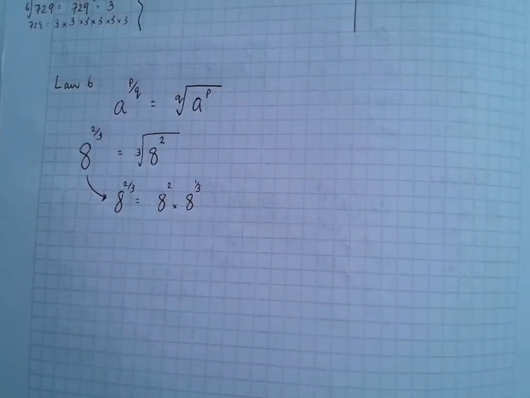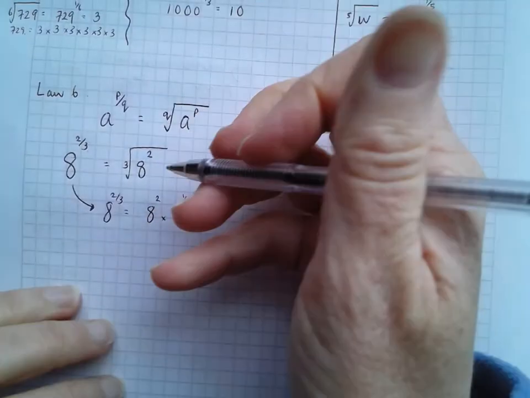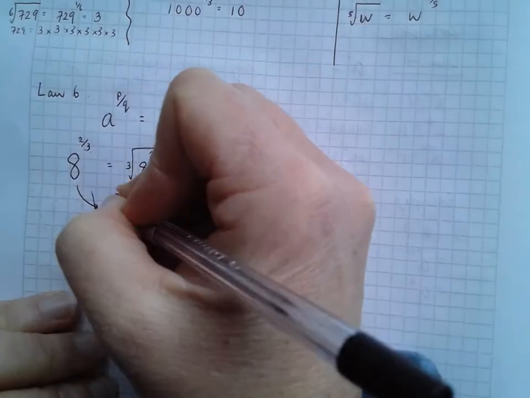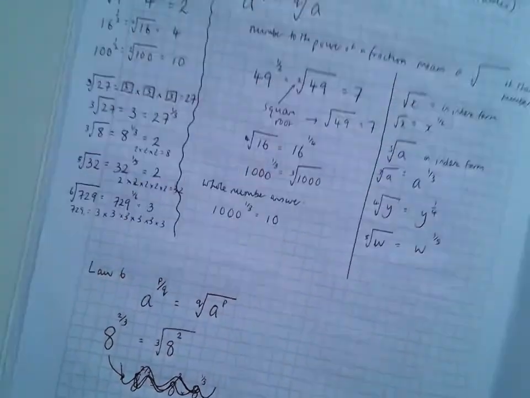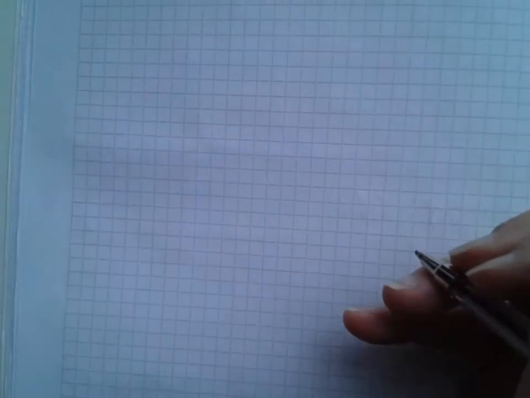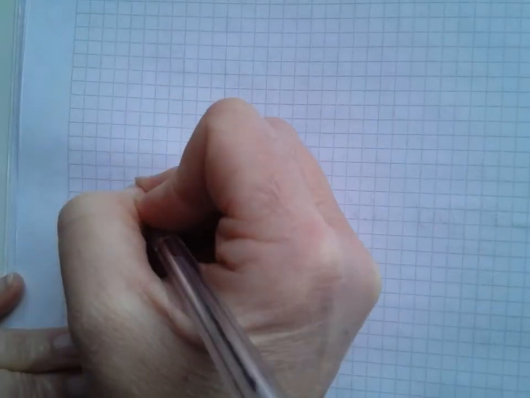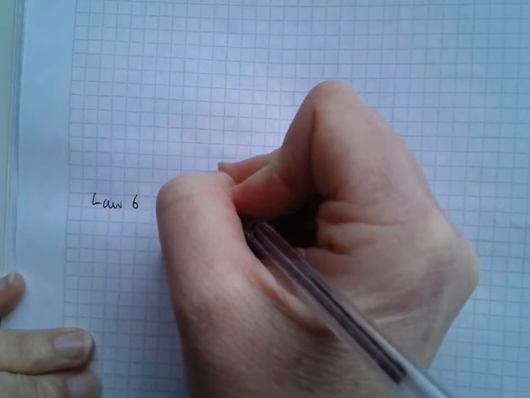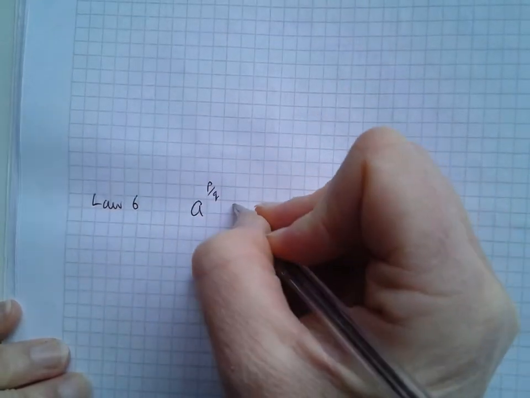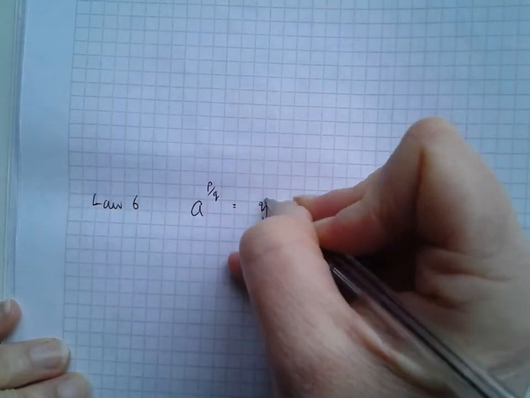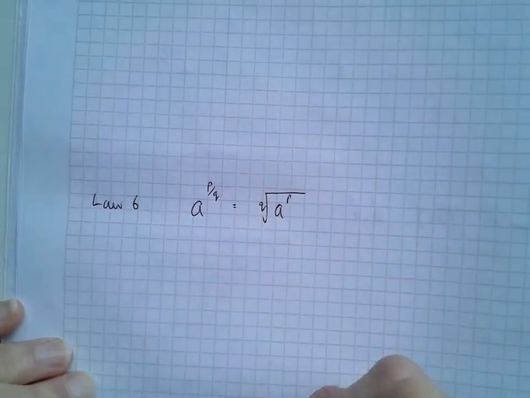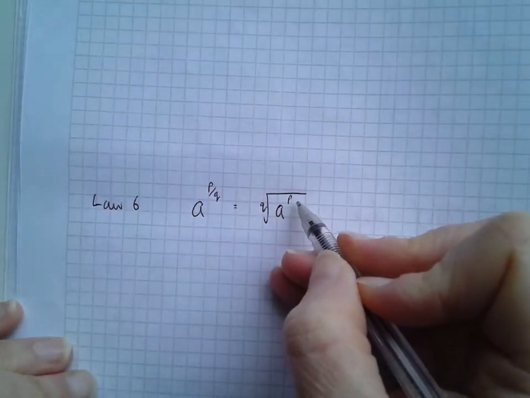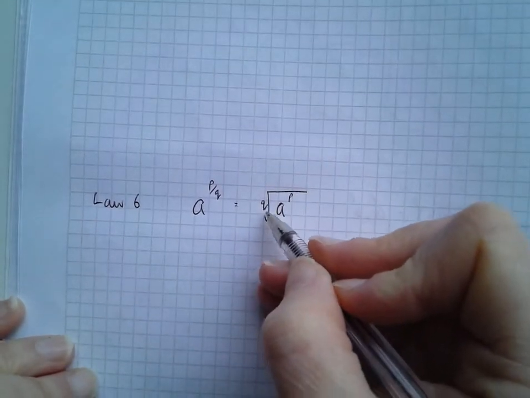Here's law 6. Let's do it on a new page over here. Law 6 says that a to the power of p over q means this. It means a to the power of p, and then find the qth root of that.